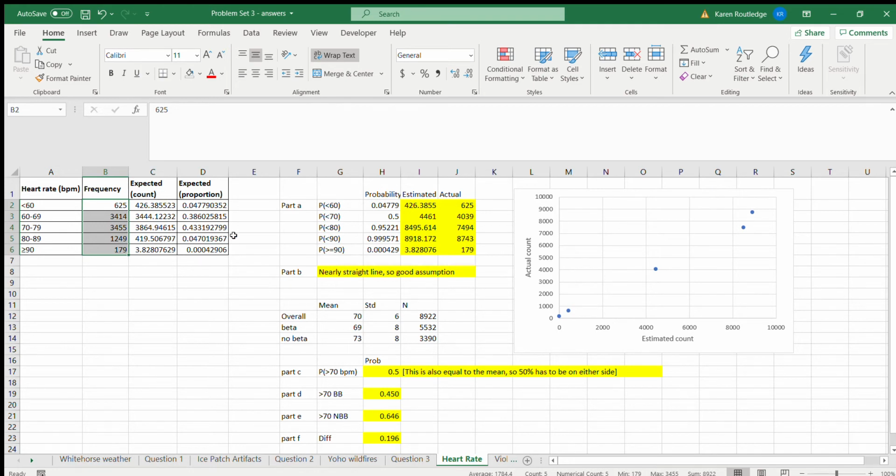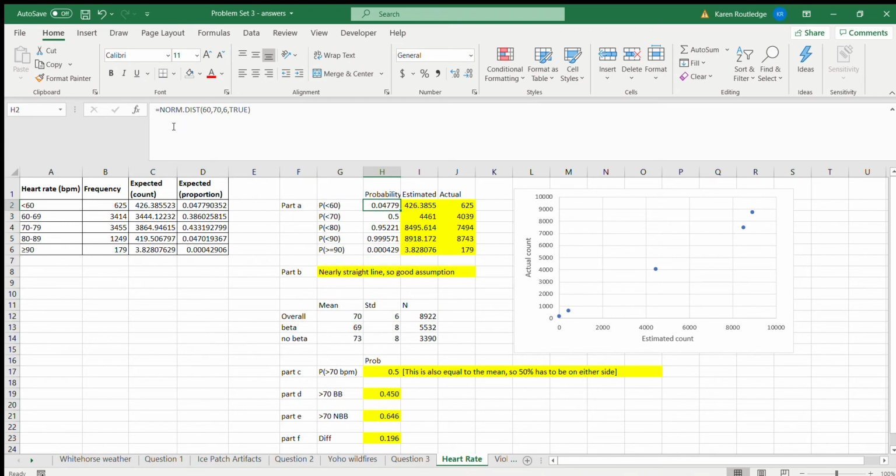So the way I did it was to take the first category and calculate the probability that an individual from this sample would have a heart rate less than 60 given a mean of 70, a standard deviation of 6, and that there were 8,922 patients. So all of this data was given directly in the question, and the key to answering part A was to use the properties of the normal curve to come up with this particular probability, or something like it.